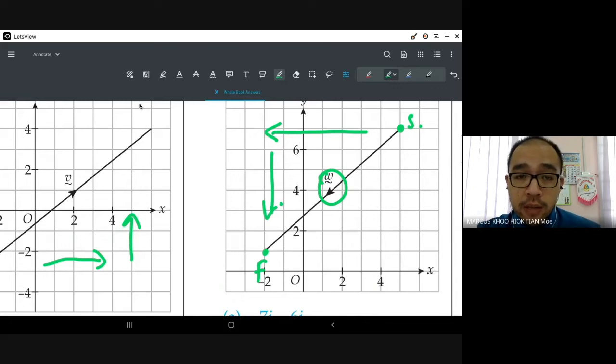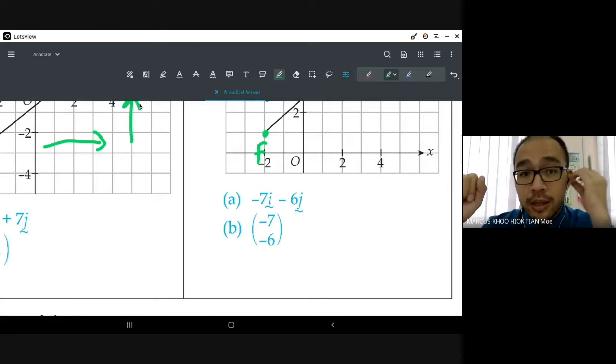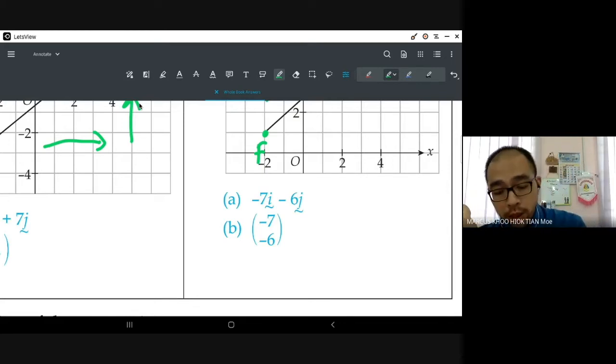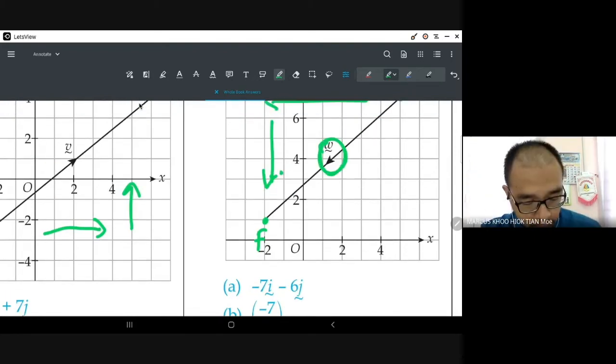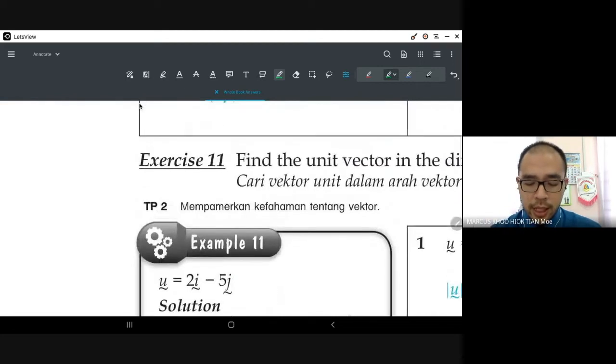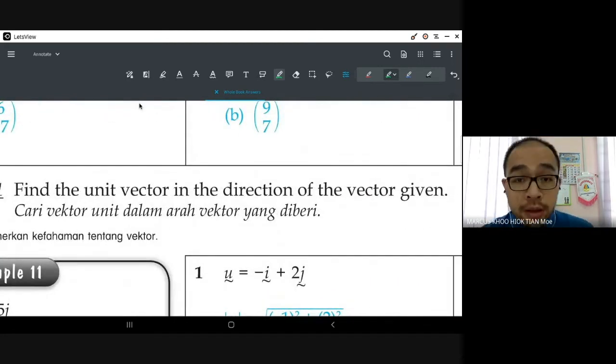Okay, David, do you understand why? So the answer is negative 7i minus 6j, and in brackets it will be negative 7 and negative 6. Careful. Always look at the arrow to see which direction it's moving. Okay, let's go to number 2. The second thing that we need to know is how to find the unit vector.